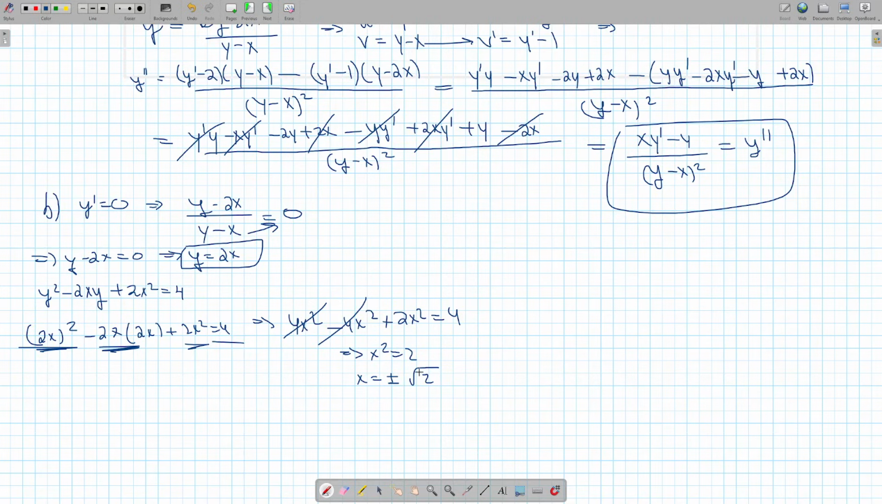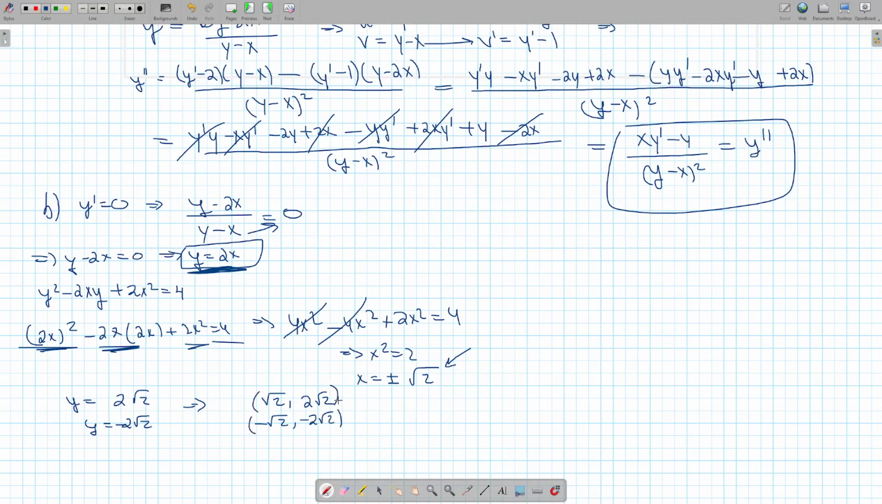Now, x is equal to plus minus radical 2. How much is y if we have plus minus radical 2? y is equal to 2x. So let's find our y. y is equal to 2 radical 2 and negative 2 radical 2. So we have 2 points. Let's write them down. The first point is radical 2 comma 2 radical 2. The second point is negative radical 2 comma negative 2 radical 2.